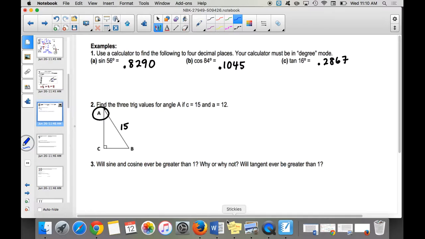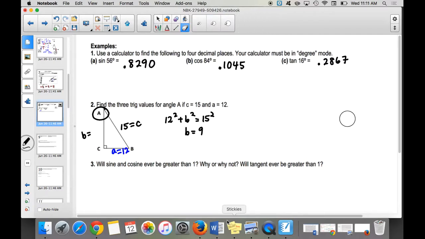All right, so across from angle A, we have little a. Across from angle C, we have little c. So c is equal to 15. a is equal to 12. And we want to find the 3 trig values. So first of all, do we know what b is equal to? Can you guys find b? We're going to do 12 squared plus b squared equals 15 squared. Pythagorean theorem, because we have a right triangle. This is a Pythagorean triple. We end up getting b is equal to 9. It's a 3, 4, 5. Do you see that? 3, 4, 5. We had 9, 12, 15. We multiplied by 3s. So if you catch on to those, sometimes you can get it right away. So we have b is equal to 9.